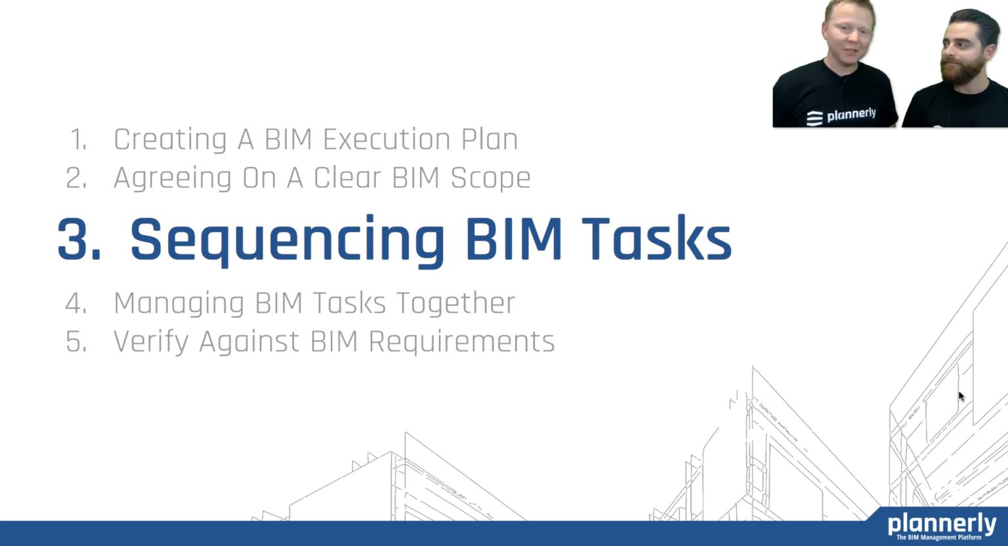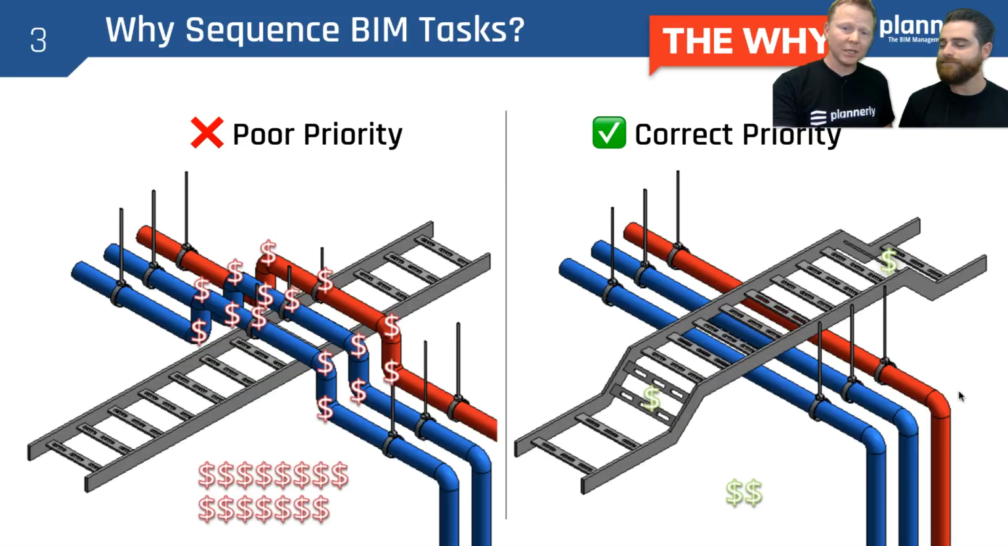So let's take a look at sequencing. Once we've got that clear scope, how would we go about sequencing those tasks? Well, let's first of all ask why. Why would we want to sequence them in the first place? Good question. Well, if we get them in the wrong sequence, even if we were to avoid a clash, it still might cost us more money.